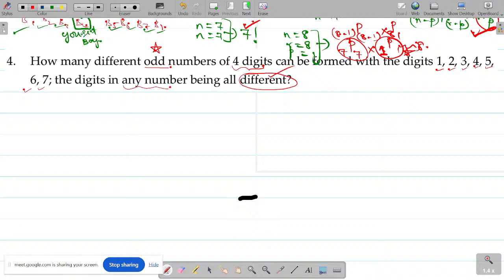What permutation says is you should not have any repetitions. Okay. How many numbers are given in total? 1, 2, 3, 4, 5, 6 and 7. So totally I have n is equal to 7.